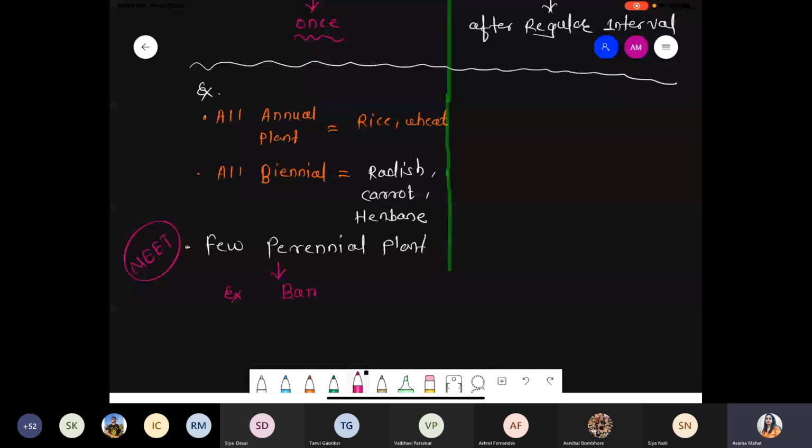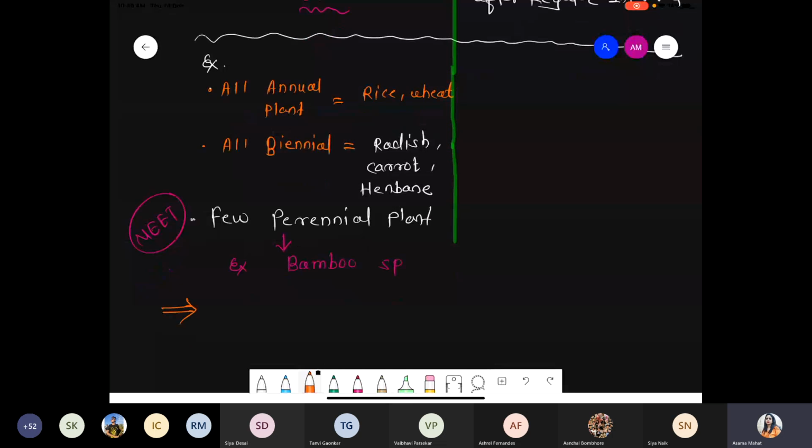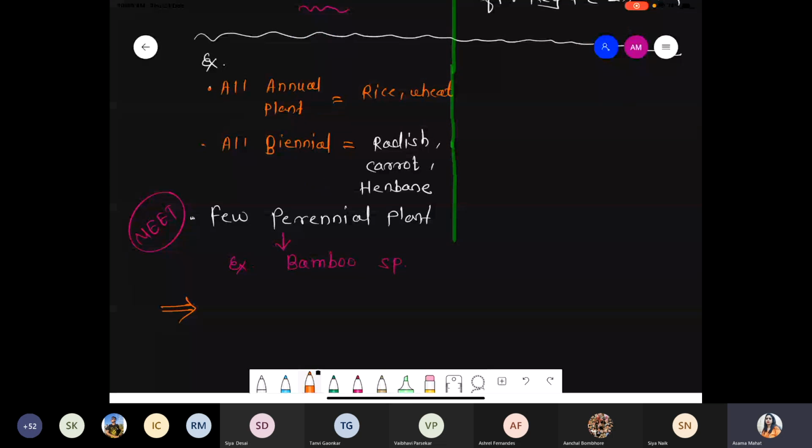Bamboo species. Very important sentence for the bamboo species. Inside the bamboo species, flowering occurs after 50 to 100 years. So can you imagine, perennial means what? The plant is showing slow growth. So imagine how slow its growth is.